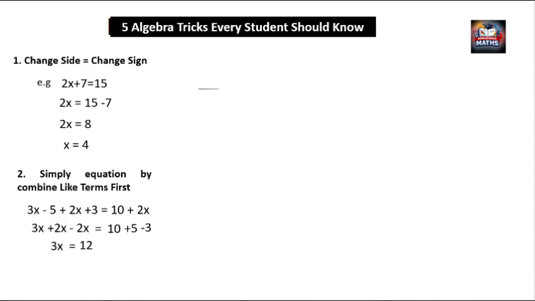So 3x divided by 3 will give you x, is equal to 12 divided by 3, gives you 4. And this becomes your answer. So when you are simplifying the equation, first of all, combine like terms.